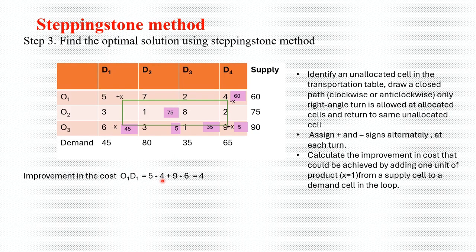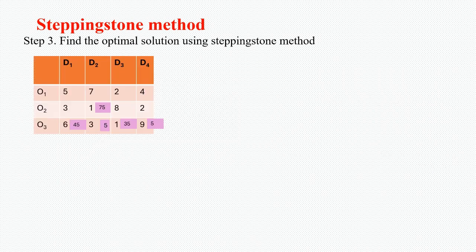For the next unallocated cell O1D2, we shall start from this cell. The closed loop is drawn like this. Assign plus and minus signs alternately at each turn. Calculate the improvement in cost that could be achieved by adding 1 unit of product, that is x is equal to 1, from a supply cell to a demand cell in the loop. O1D2 is equal to 7 minus 4 plus 9 minus 3, which is equal to 9.